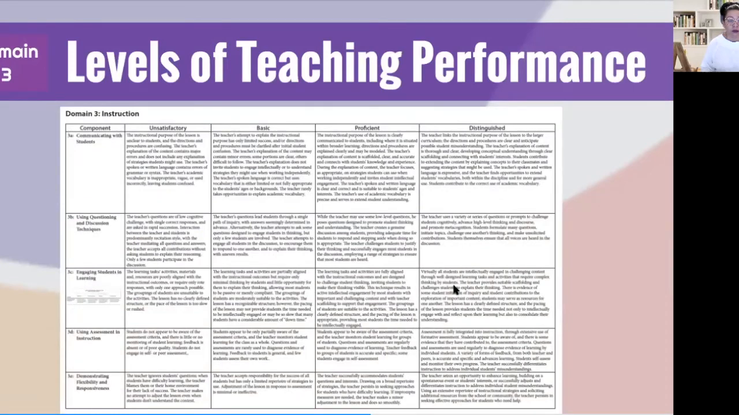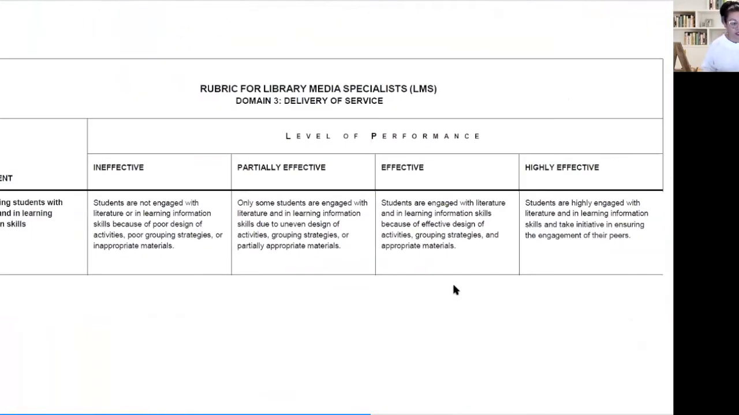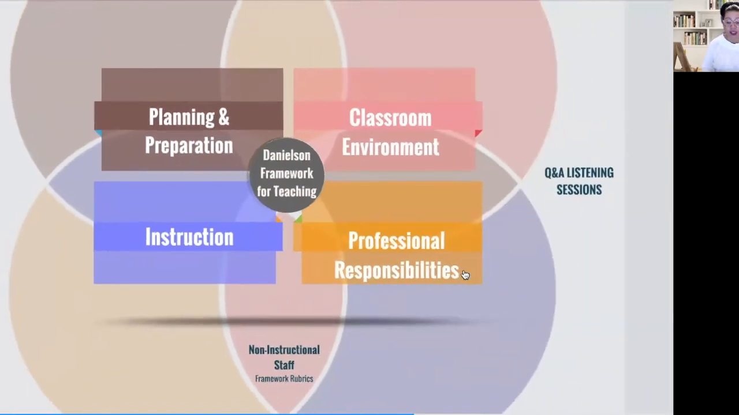So when we're thinking about the levels of teaching performance, the rubric for domain 3, and we push into 3C, here is an example from the rubric for library media specialists, which is delivery of service. 3C, engaging students with literature in learning information skills. And again, effective is our goal. So students are engaged with literature and in learning information skills because of effective design of activities, grouping strategies, and appropriate materials.